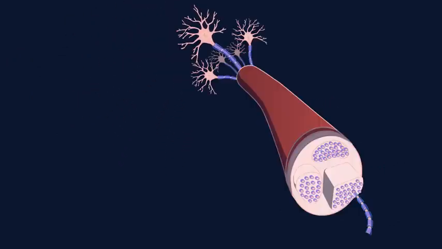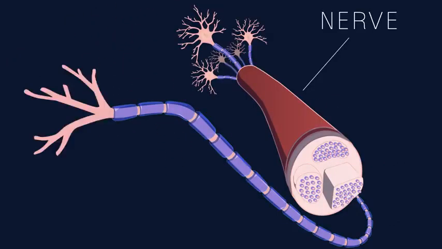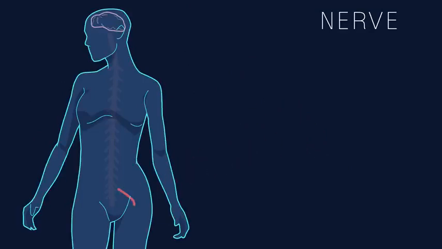A bundle of axons traveling together is called a nerve. Nerves can be very long, as they often need to transmit information over long distances.